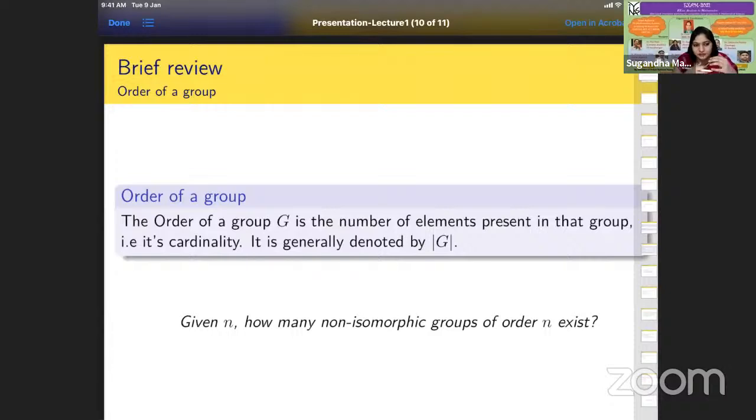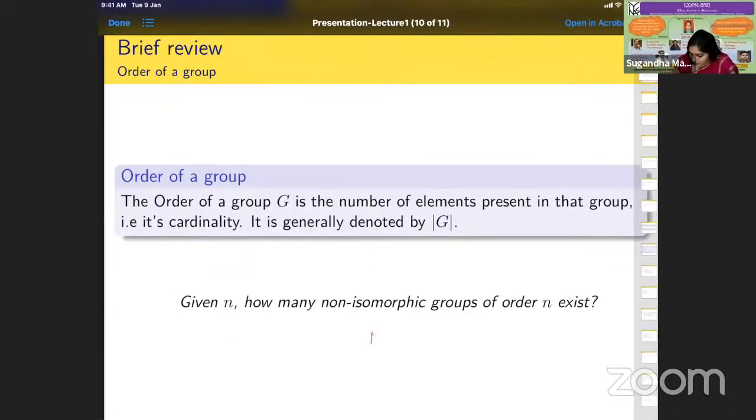If I ask you the converse question: if you have a given group, of course, you can tell me its order, its size. But conversely, if I give you the order of the group and ask how many non-isomorphic groups of that order exist, how many groups or what kind of groups can you have with that order, what will be your answer? In general, this is a non-trivial question.